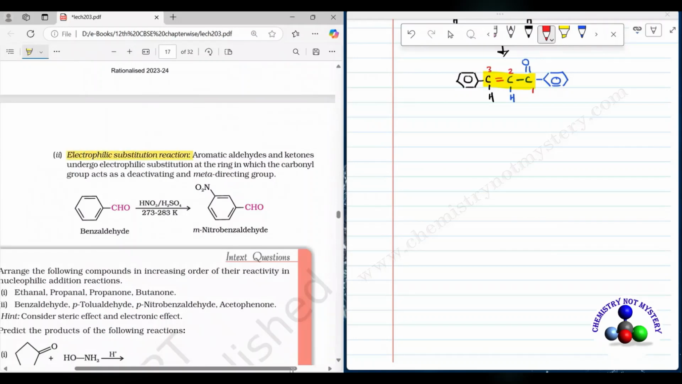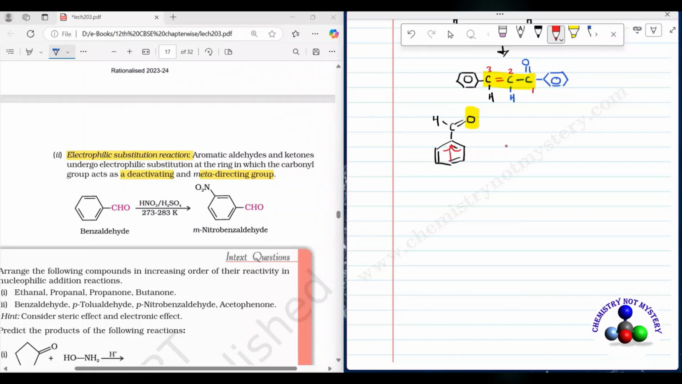Electrophilic substitution reaction. Aromatic aldehydes and ketones undergo electrophilic substitution reaction in which the carbonyl group acts as a deactivating and meta-directing group. Now let's draw the structure of benzaldehyde. Here this is the benzene ring and it is bonded with carbon. Carbon is bonded with oxygen and there is hydrogen. In this benzaldehyde, electronegative oxygen is present at a distance. It is bonded through another atom. That's why it will withdraw electron density from the ortho and para positions.